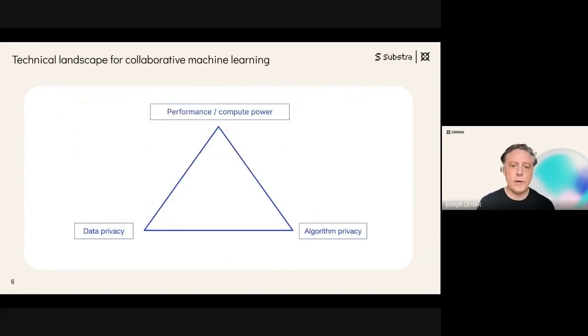When you look at federation in terms of other ways of achieving collaborative machine learning, it helps to think about three major aspects. One is data privacy. The other is algorithm privacy, i.e. protecting the way that you do your analytics. And the third is performance, compute power. All of these factors need to be taken into account as you look at different approaches towards bringing data together from different sources.